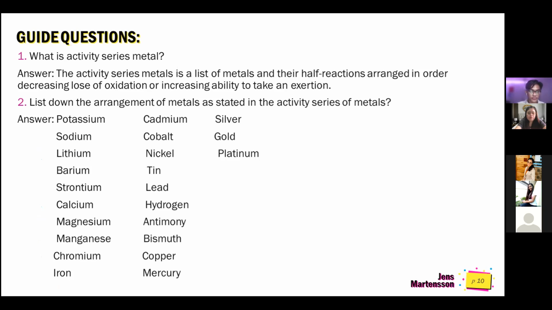Number 2, list down the arrangement of metals as stated in the activity series of metals. Potassium, sodium, lithium, barium, strontium, calcium, magnesium, manganese, chromium, iron, cadmium, cobalt, nickel, tin, lead, hydrogen, antimony, bismuth, copper, mercury, silver, gold, platinum. Next, please.